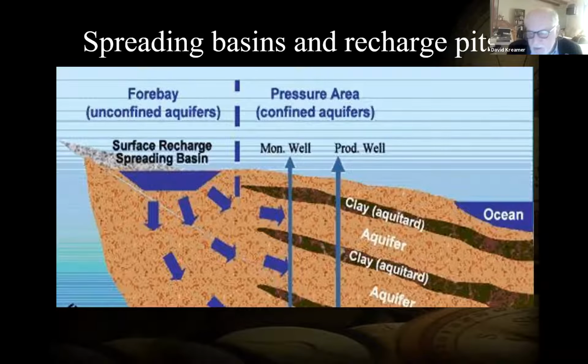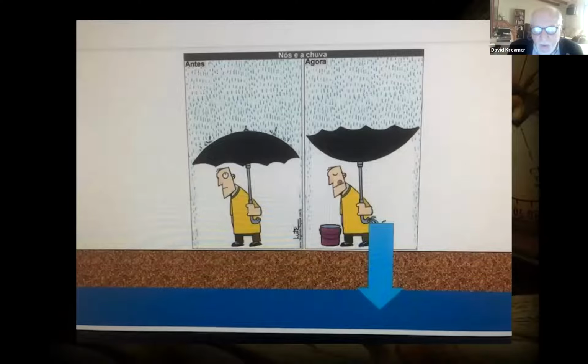There is maintenance that's associated with this. Sometimes fine material settles on the bottom of the spreading basin and will reduce infiltration. So these things have to be maintained, but it's one thing that can help the situation. So the whole idea is you take rainwater and, instead of letting it run off, you collect it and put it underground.